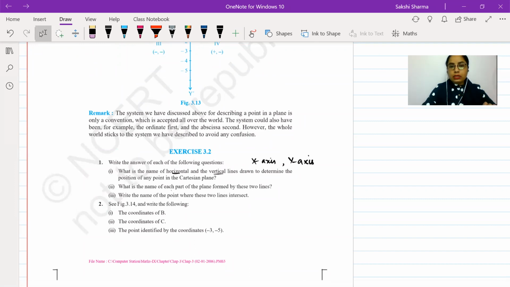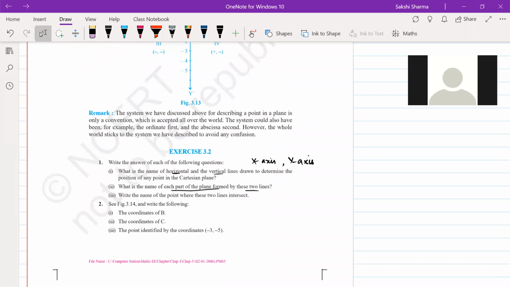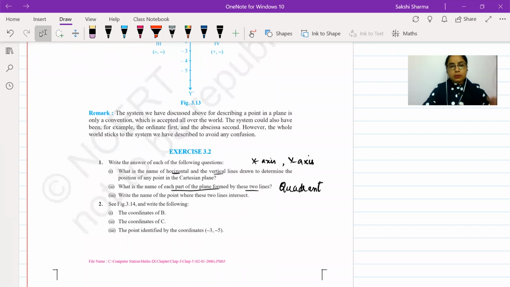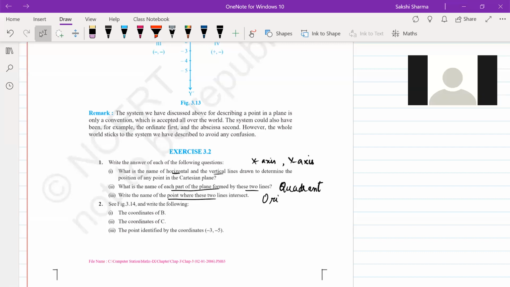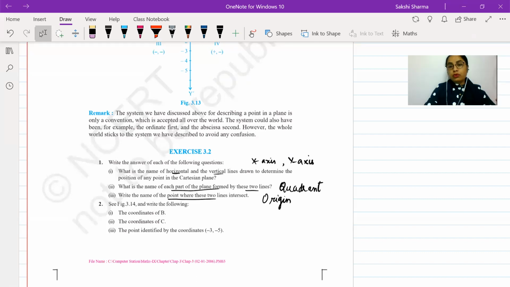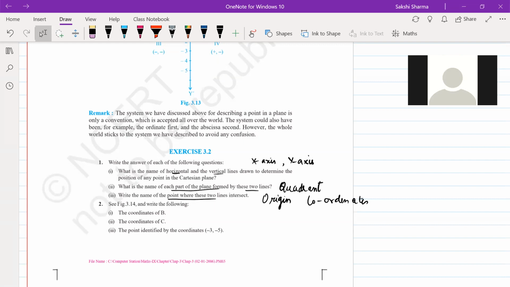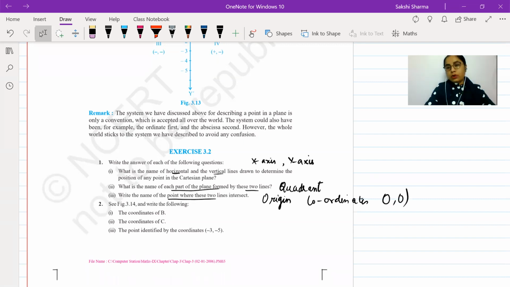Then what is the name of each part of the plane formed by these two lines? When we draw those lines, the surface is divided into 4 parts. Each part is called a quadrant. Then write the name of the point where the two lines intersect. Origin. And if you want to write down its coordinates, you're going to write it as 0, 0, and that too in brackets.